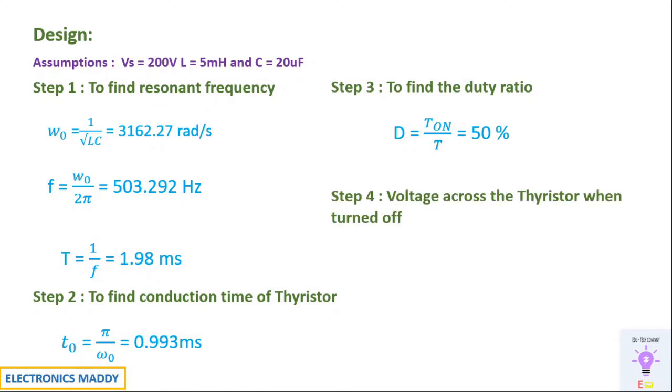Our next step is to determine the voltage across the thyristor when it is turned off. Whatever is supplied will appear across the thyristor terminal. That is nothing but minus Vs. So you'll be getting minus 200 volt at this particular point. These are the parameters that we have designed for, and we will be choosing these values in MATLAB. Once this is done, we can get started with MATLAB.